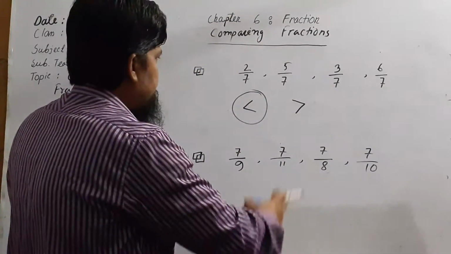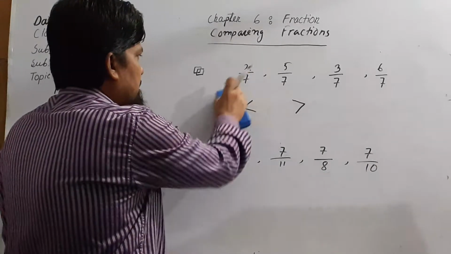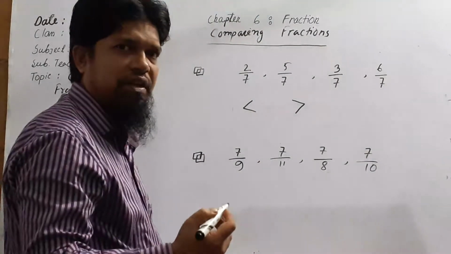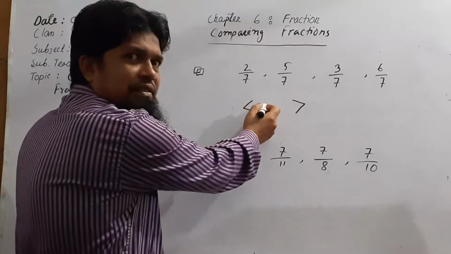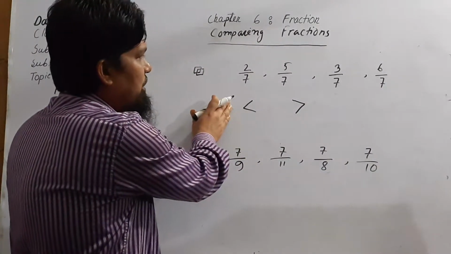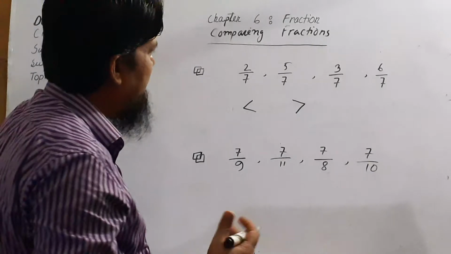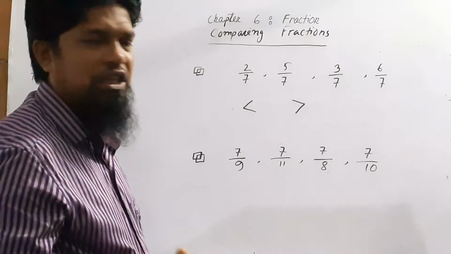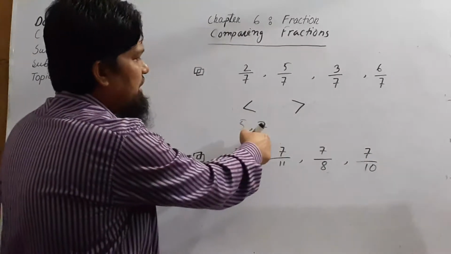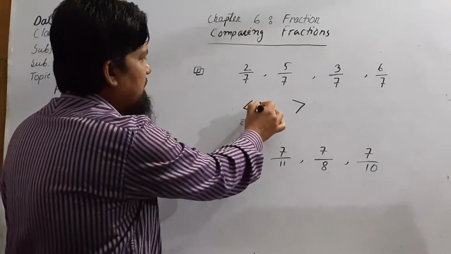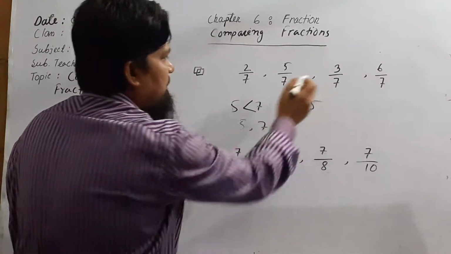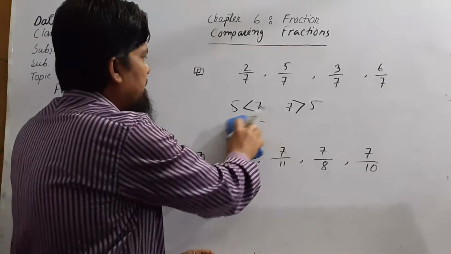The greater number or the greater fraction will be put at the open side. And the number which is smaller will be put at the other side. I am explaining using whole numbers, like between 5 and 7. Which one is greater? We know that 7 is greater. So 7 will be put in the open side and 5 will be there. We can express it in both ways.